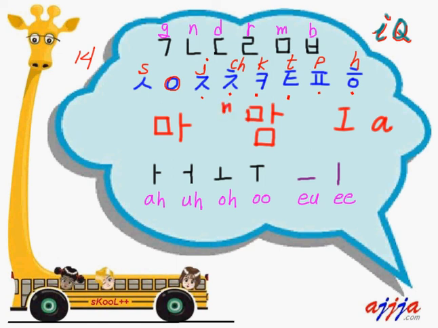Think about it. The first one is m. This one's also m. This one is a. So m, a, m, mom. See, mom. So it's always two letters or three letters together. So we can say this one is the first letter, then the second one. Two, right?